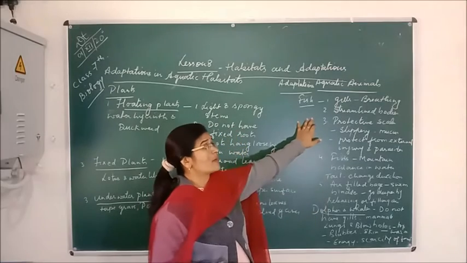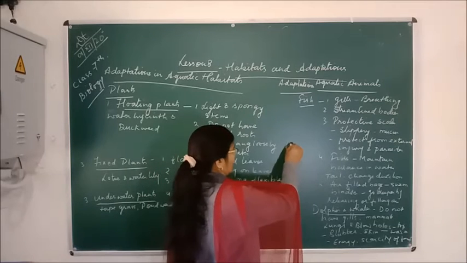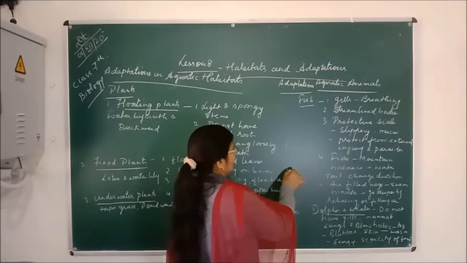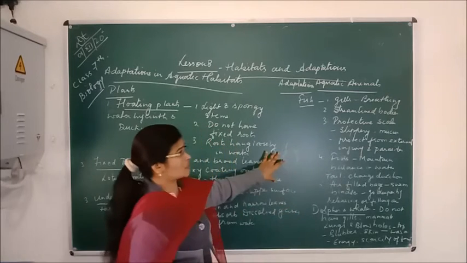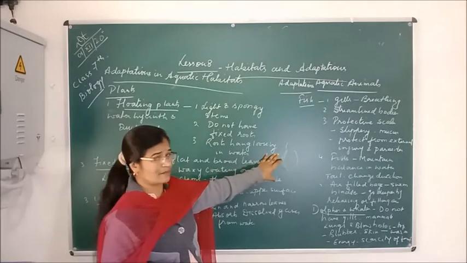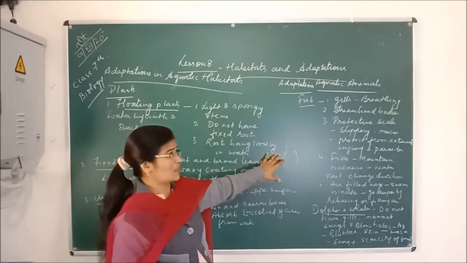Their body is streamlined. Streamlined body means the front and the back side are narrow, but in the middle it is broad. This type of condition is called a streamlined body, which helps them to swim properly in the water.